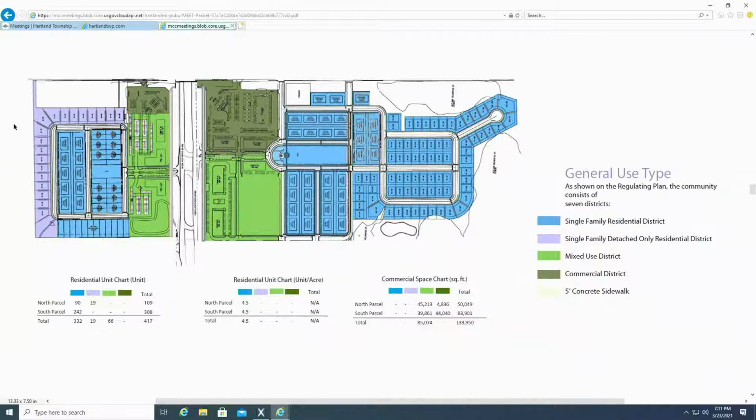The lighter green is what's referred to as a mixed-use area, and this would have a mixture of commercial development as well as residential, possibly on top of the commercial buildings there. There'd be a maximum of 66 units in that lighter green area. And then the darker green is commercial only. There would be no residential in that area.